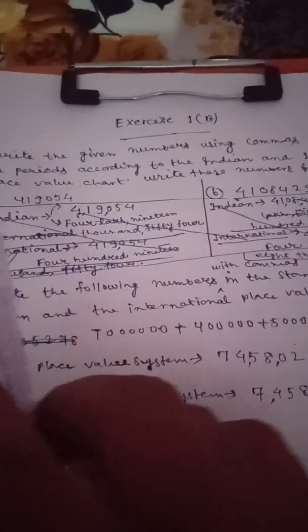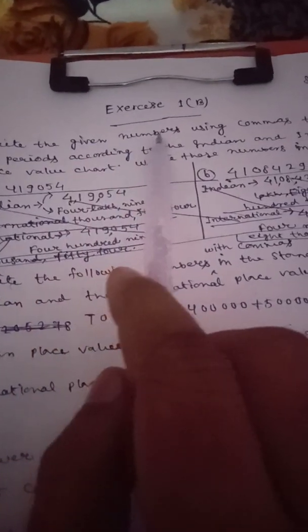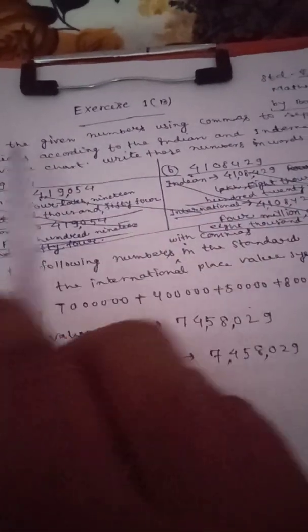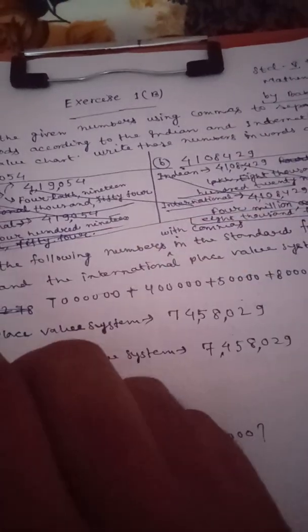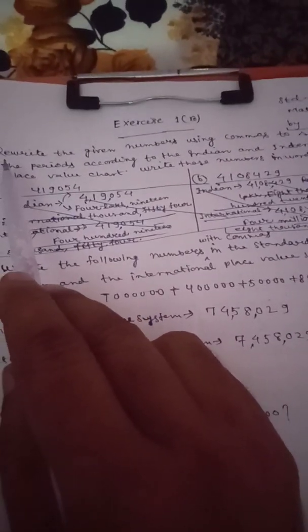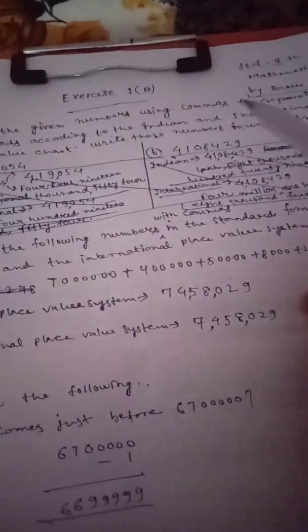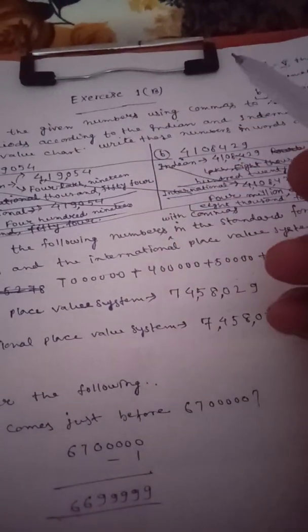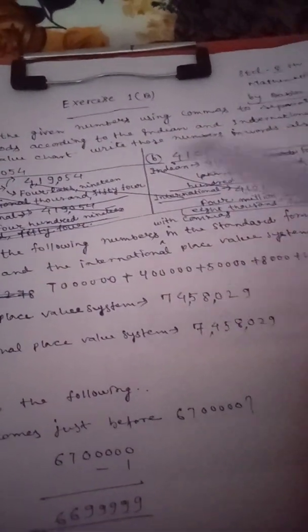See the question number first. Rewrite the given numbers using commas to separate the periods according to the Indian and international place value chart. Write these numbers in words also. We have already known how to put commas when we write the numbers in Indian place value system.